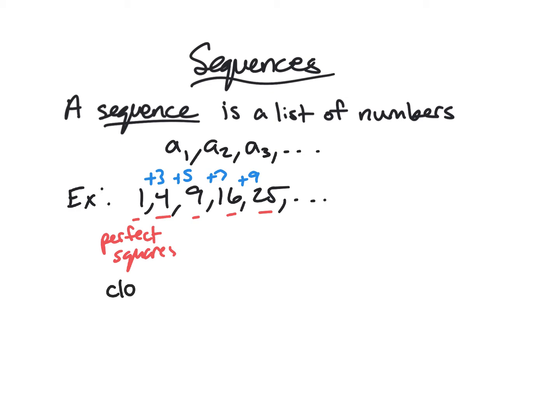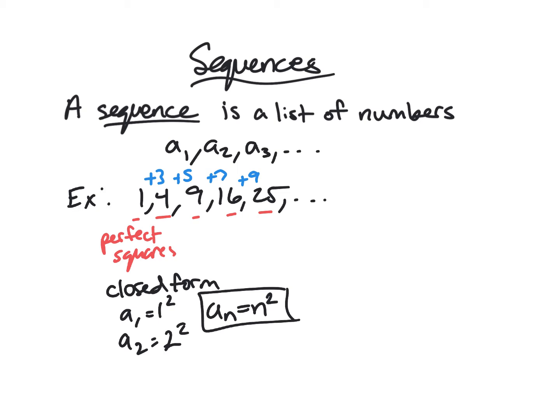So our closed form here is rather simple. We just noted these are perfect squares, and they associate exactly with the term number n, right? So A1 is 1 squared, A2 is 2 squared, A3 is 3 squared, and so on. And so our closed form is A_n = n squared.